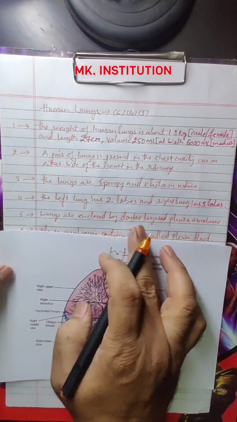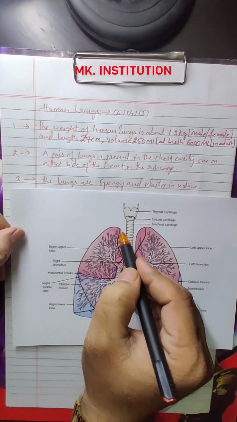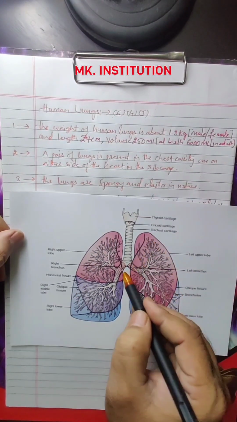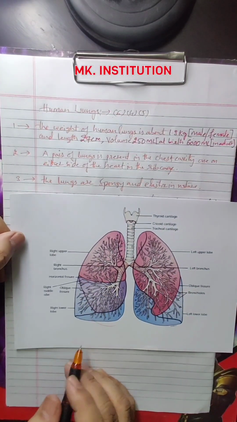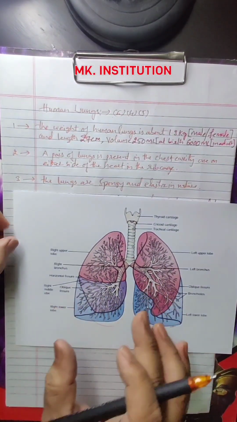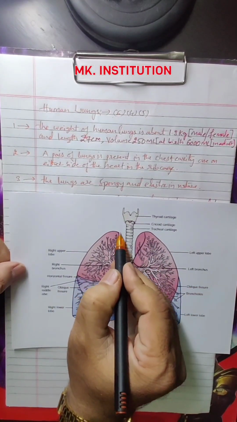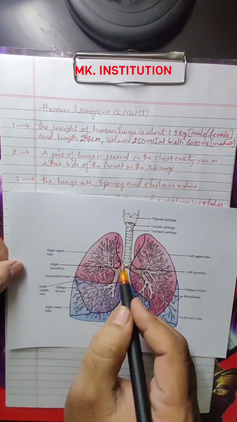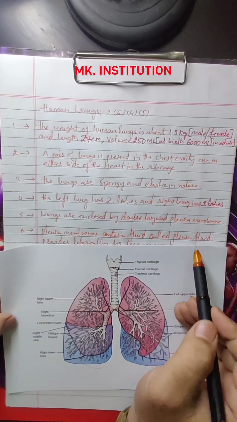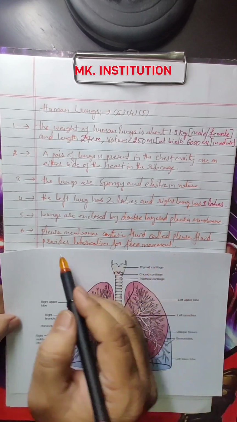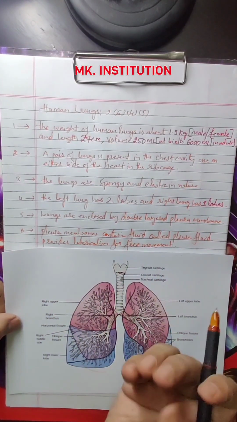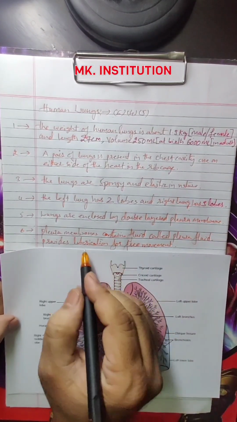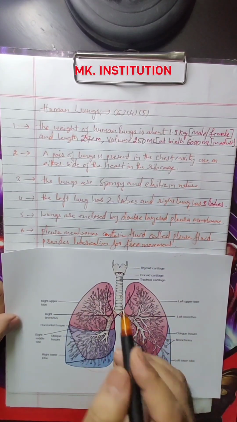See the next one. Lungs are enclosed by a double layer membrane called the pleura membrane. The complete lungs are enclosed by a cover, and this cover is called the pleura membrane. This pleura membrane has a double layer, first layer and second layer. Inside that, a fluid is present, called the pleura fluid. The function of the pleura fluid is lubrication and free, smooth movement of the lungs.